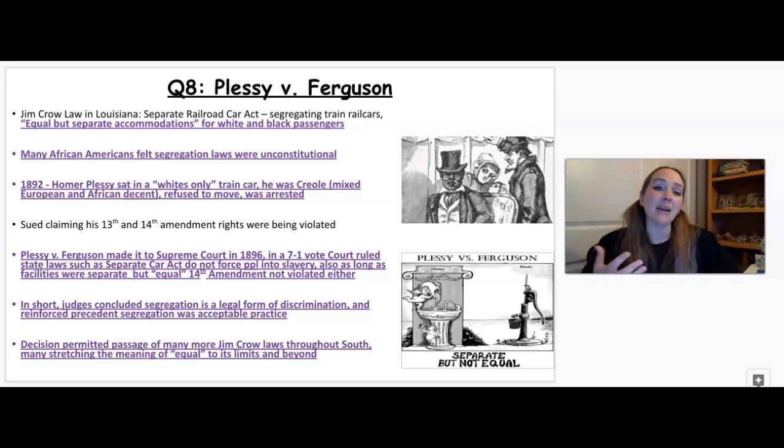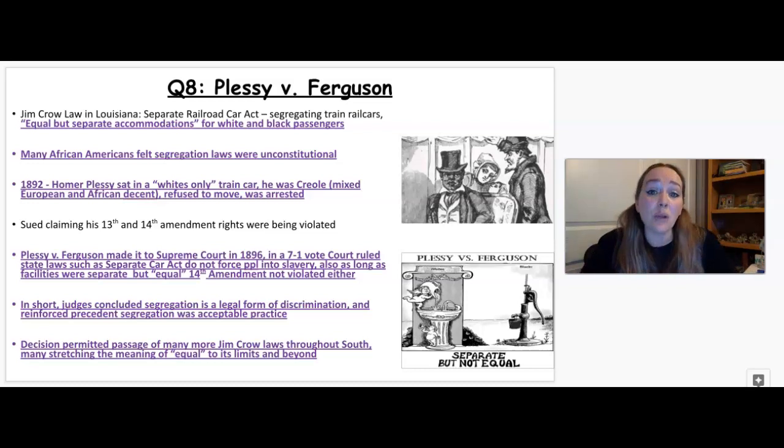Just like black codes, there wasn't one law that was a black code. There were dozens and dozens of black codes that sometimes varied from state to state in the South. Jim Crow laws were the same. Jim Crow laws weren't one set of laws. It wasn't just 10 laws everybody followed. There were dozens of them, you guys, and sometimes they varied from state to state.